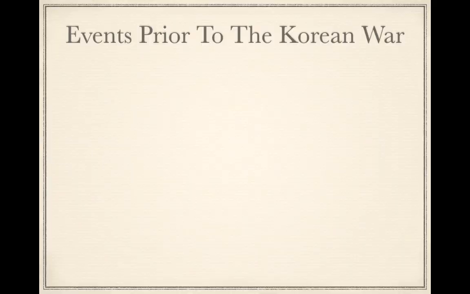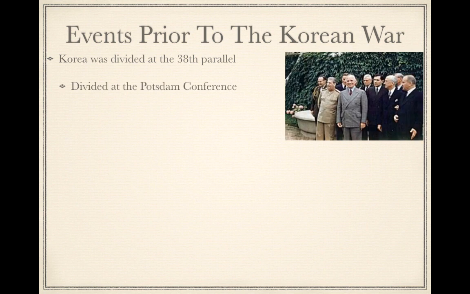All right, so let's start with some events prior to the Korean War to understand what is going on in the world at the time. Well, Korea was divided at the 38th parallel, and this was divided at the Potsdam Conference in 1945. You see pictured here Truman, Stalin, and they were part of the Potsdam Conference that divided Korea.